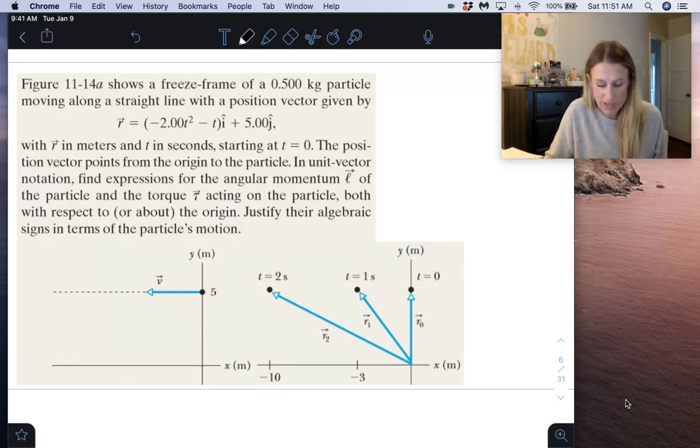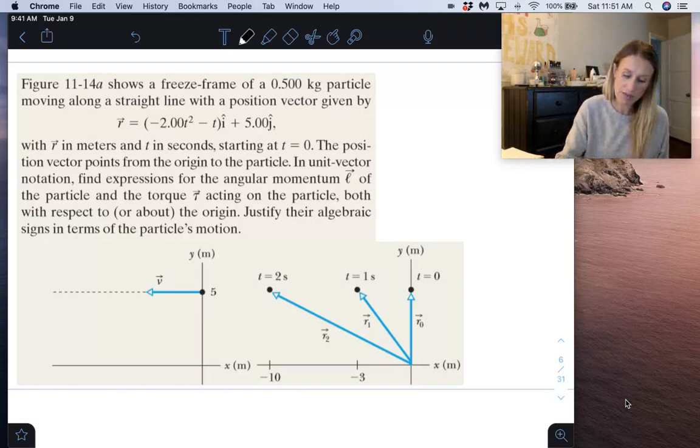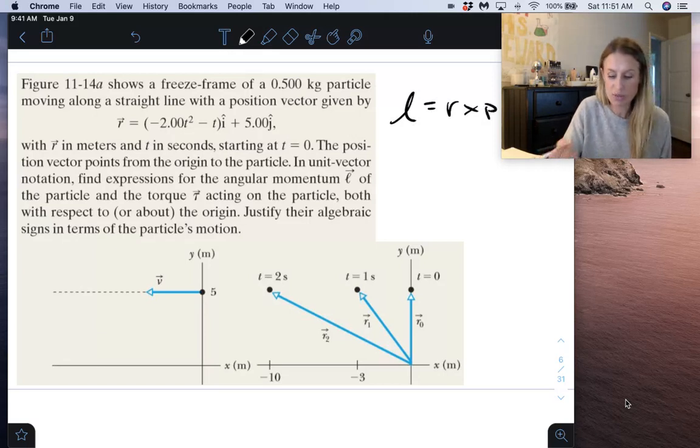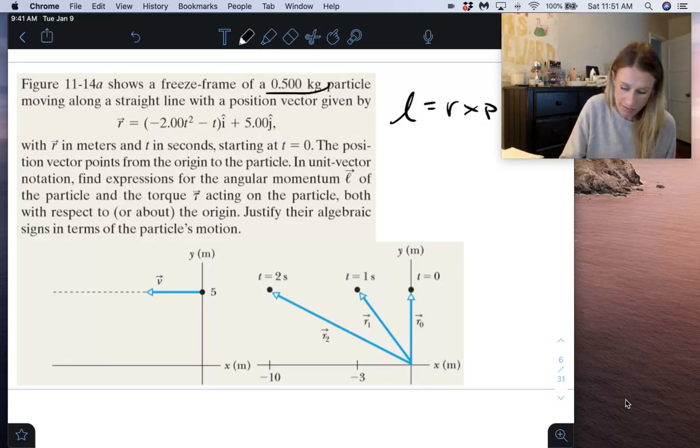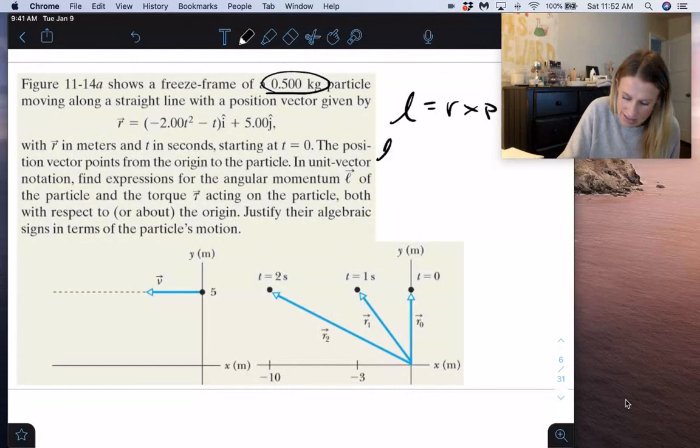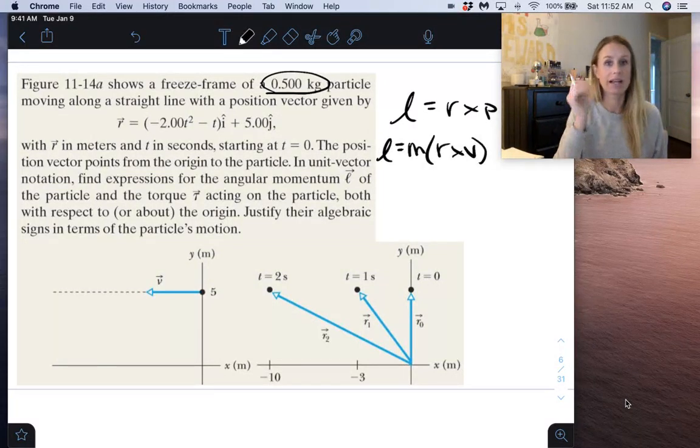So first and foremost, we have to think about what our equation for angular momentum is. We know that angular momentum, L, is r cross p. Here, of course, we're given the mass of the particle. It's 0.5 kilograms. And we're also given the position vector r. But p, our linear momentum, we need to break down into mass times velocity. So L is equal to mass times the quantity r cross v.